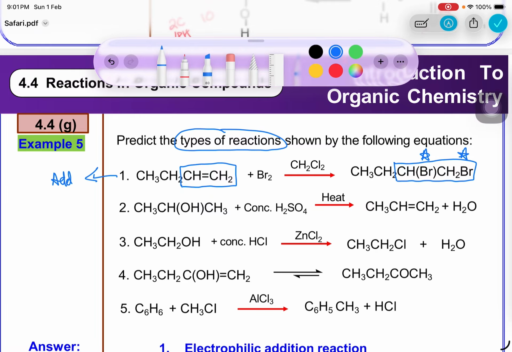Okay, then we look for the carbon-carbon double bond. So that means this is electrophilic addition.